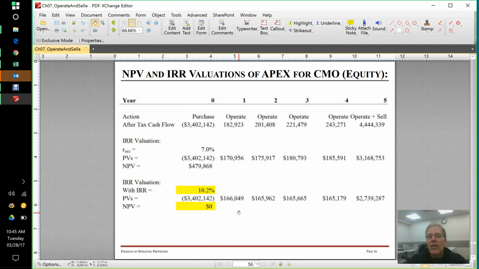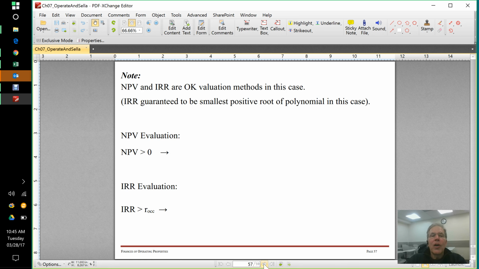And what's the IRR? It's the discount rate that makes the NPV equal to 0. So we go ahead and do that using GoalSeek, and we get an IRR of 10.2%. So IRR and NPV, when the IRR problem is well conditioned, should always give us the same answer. In this case, it does. We have a positive NPV. We have an IRR that's greater than our cost of capital. So yahoo! They're both saying we should go ahead with this project.